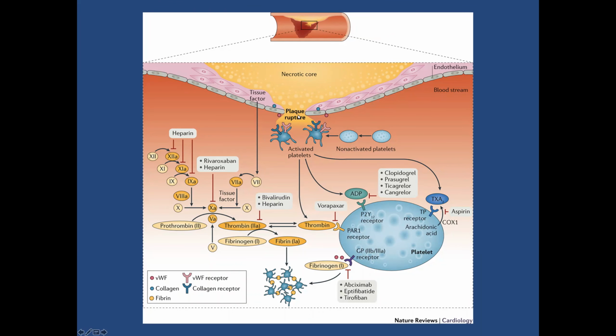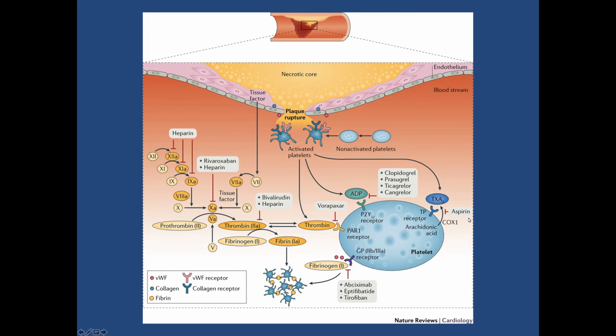Non-activated platelets are drawn to this. They bind to collagen and von Willebrand factor here, and they become activated. So these platelets secrete thromboxane A2, adenosine diphosphate, and thrombin. So when the thromboxane A2 is secreted, it binds to inactivated platelets through the thromboxane receptor.